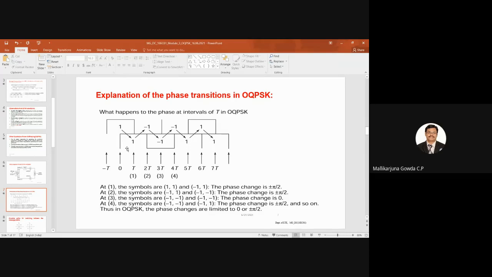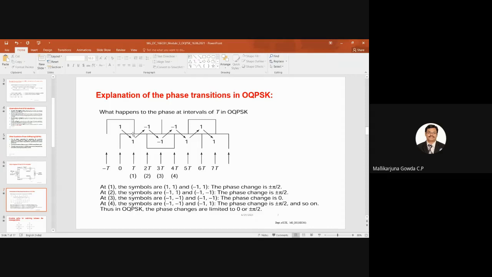So let us try to understand the phase variations and how they have been confined only to plus or minus 90 degrees. It is not going to be plus or minus 180 degrees. Is it possible to just think and say? I will give 2 minutes. Though it is clearly written, even 1, 2, 3, 4 are marked.